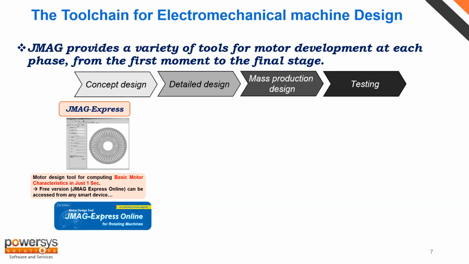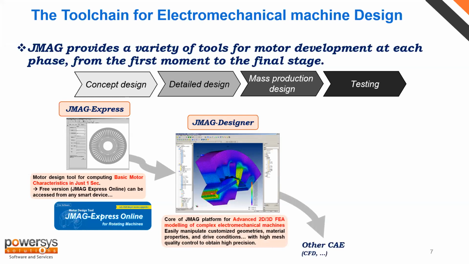You also have the free online version of JMAG-Express, so you don't need to have a license. You just need to create a free account, then you will be able to access JMAG-Express, where you will discover different motor templates. Then when you are finished designing the reference shape of your motor using Express, you can switch to the design step, where you will use JMAG-Designer.